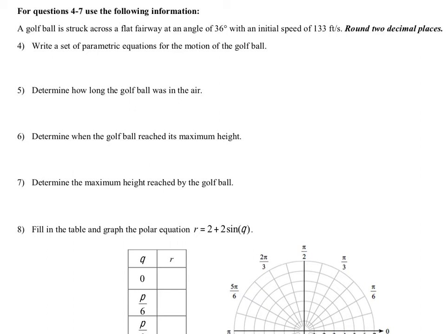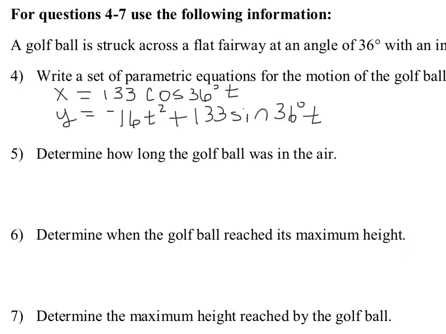So the first thing we need to do, though, is write a set of parametric equations that we will enter into our calculator and then trace the graph. All right, so the two parametric equations are going to be x equals 133 cosine of 36 degrees times t, and the y equation is going to be negative 16t squared plus 133 sine of 36 degrees times t. Those are going to be the two equations we're going to put into our calculator under parametric equations and graphing.